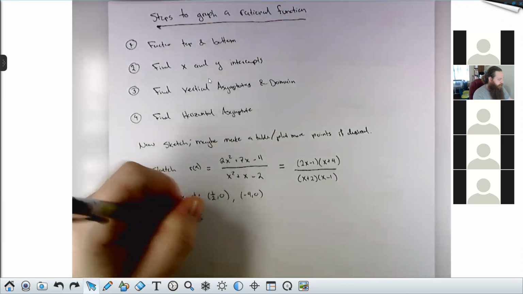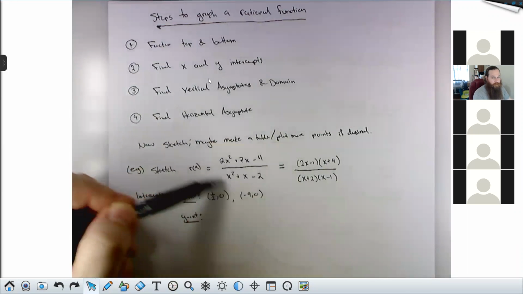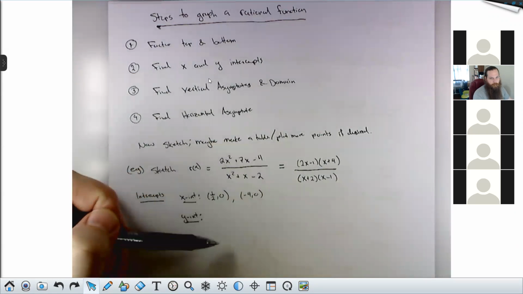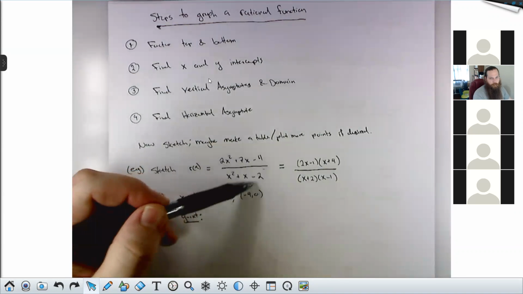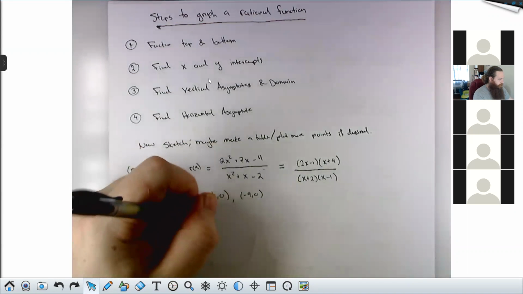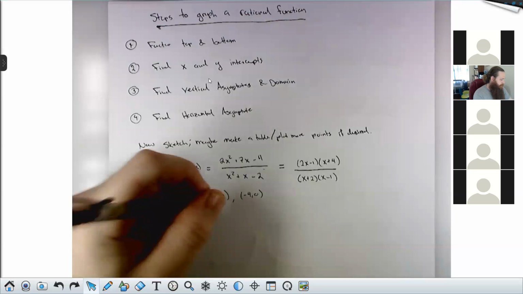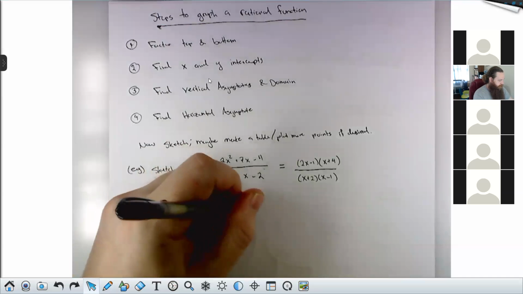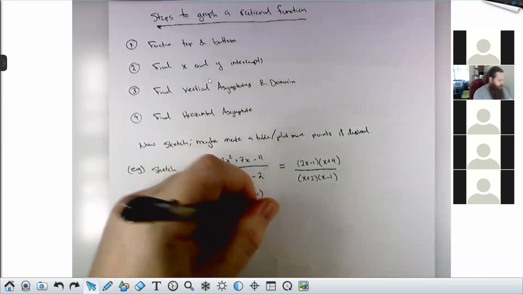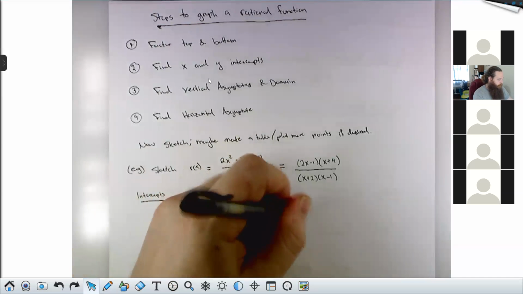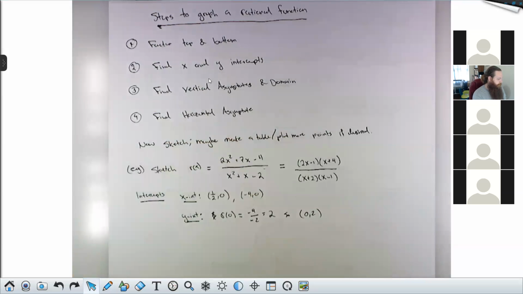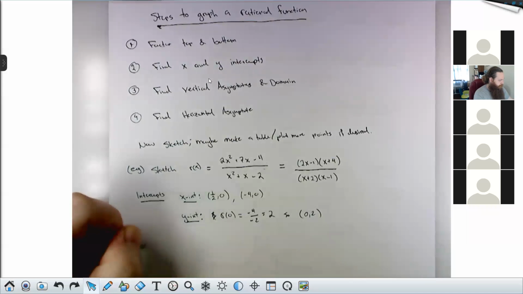Y-intercepts come from plugging in 0 for x. And that's easier to do in the non-factored version because this and this and this and this will all be 0. So you get negative 4 over negative 2. Let me write it like this. R of 0 is equal to negative 4 over negative 2, which is positive 2. So the point there is 0, comma 2. Those are the intercepts.